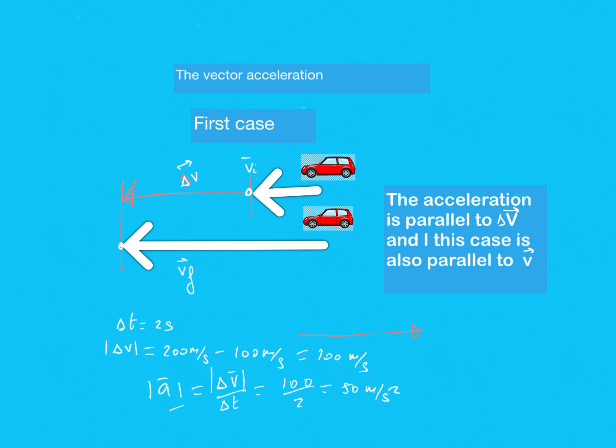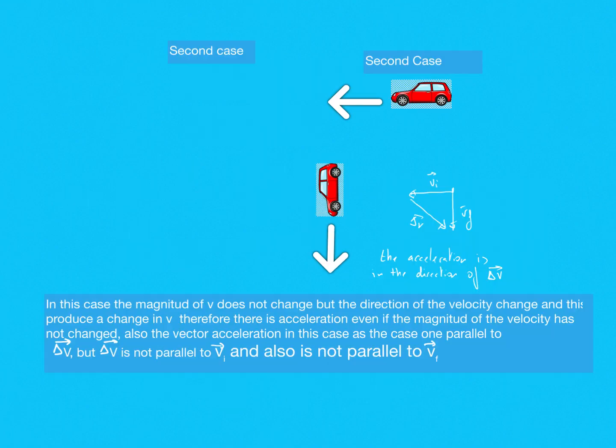But this is the magnitude of the acceleration. What is the vector acceleration? The vector acceleration will be minus 50 meters per second squared, going in this direction. If we name the positive direction like this, the direction i, we can say that this is going in the direction minus i. If we say that the positive direction is i, we can say that the acceleration is minus 50 meters per second squared in the negative direction.